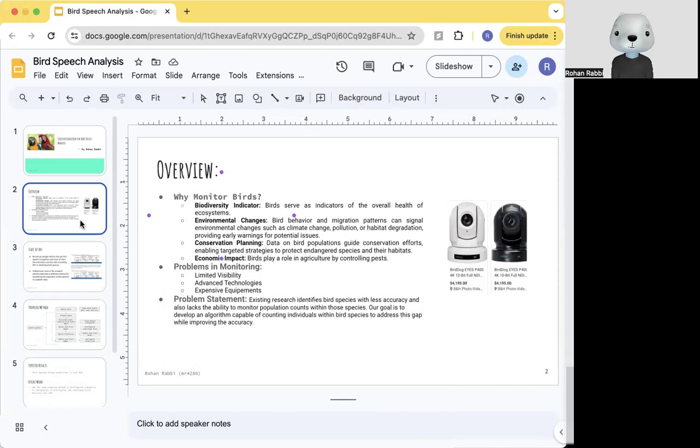Then, problems in monitoring: limited visibility, advanced technologies, and expensive equipment. Like the camera on the right-hand side of this picture, which costs around $4,000, just one of them. And think about installing hundreds or thousands of them to monitor birds in different areas.